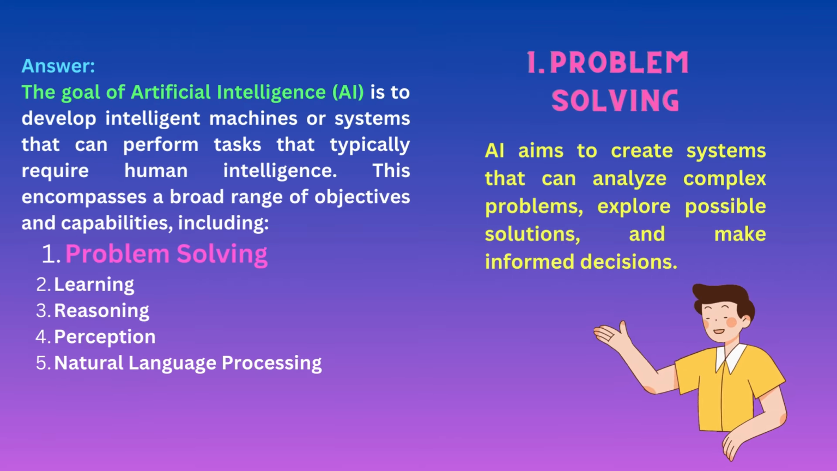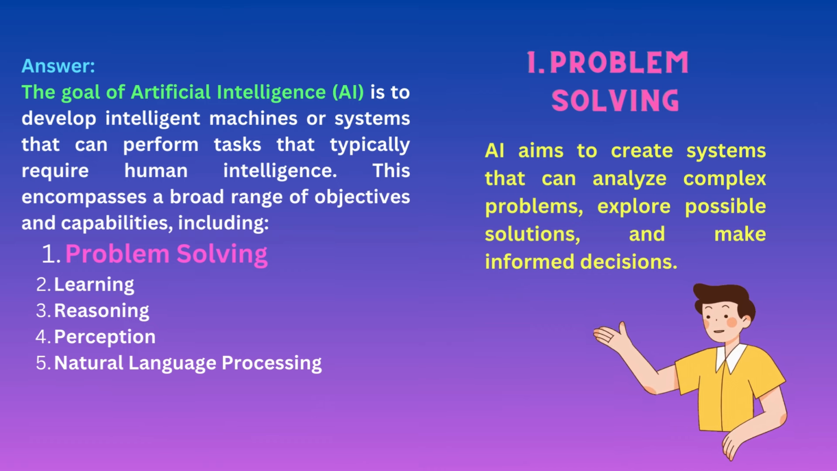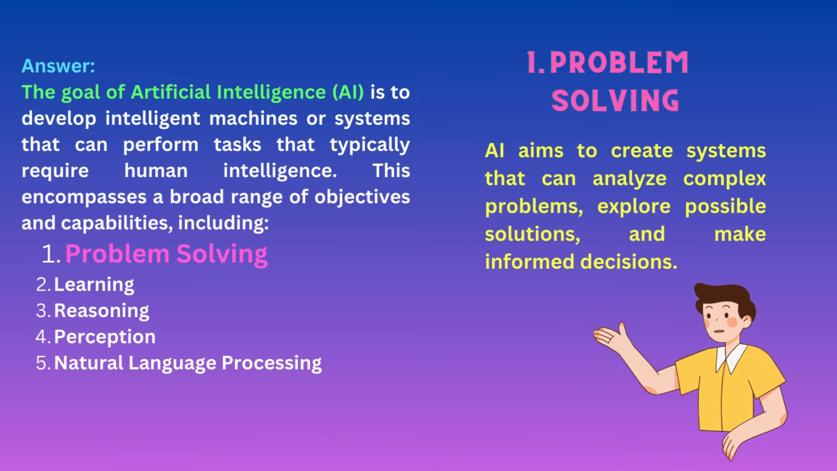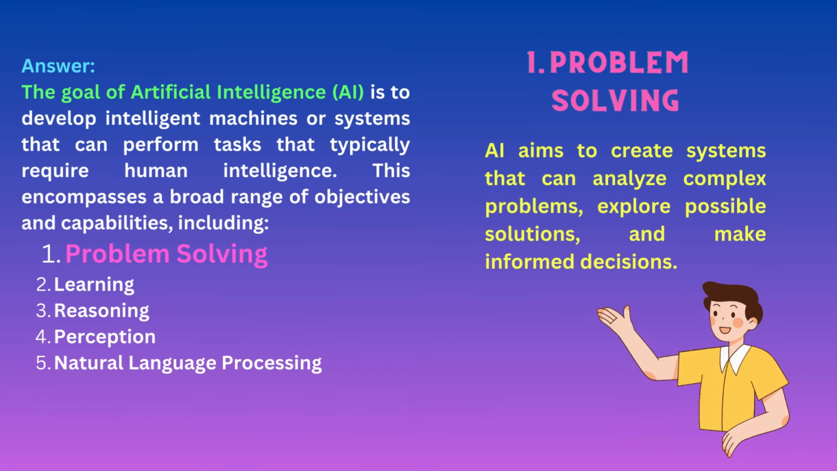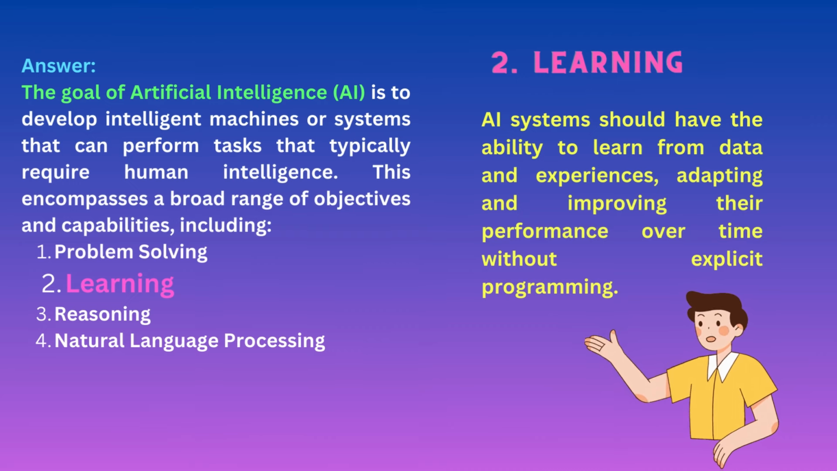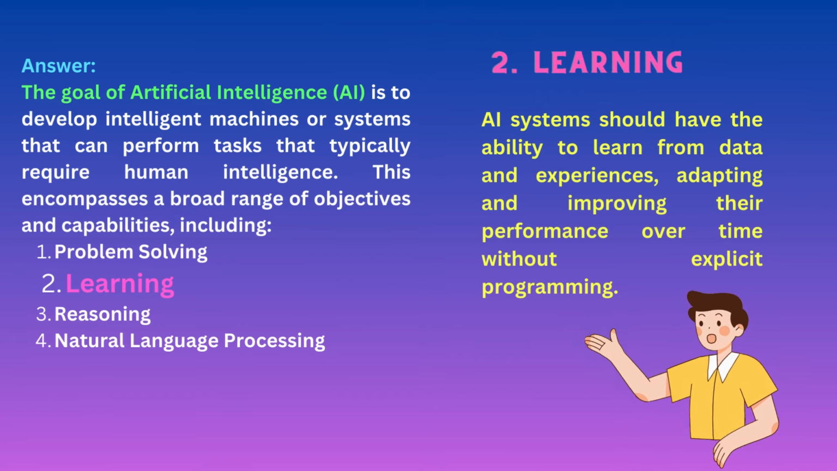Question 2. What is the goal of artificial intelligence? Answer: The goal of artificial intelligence (AI) is to create smart machines that perform tasks requiring human-like intelligence, including: First, problem solving. AI aims to create systems that can analyze complex problems, explore possible solutions, and make informed decisions. Second, learning. Artificial intelligence systems should have the ability to learn from data and experiences, adapting and improving their performance over time without explicit programming.